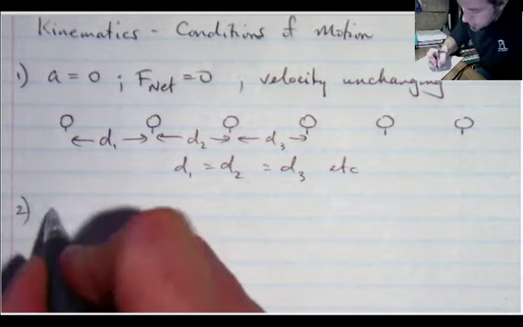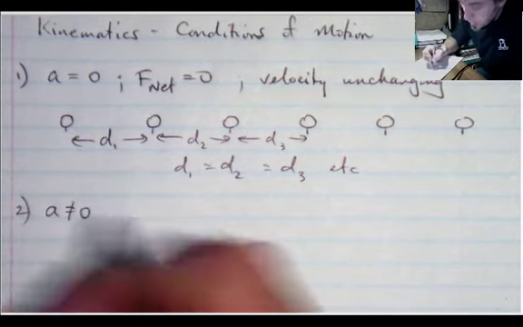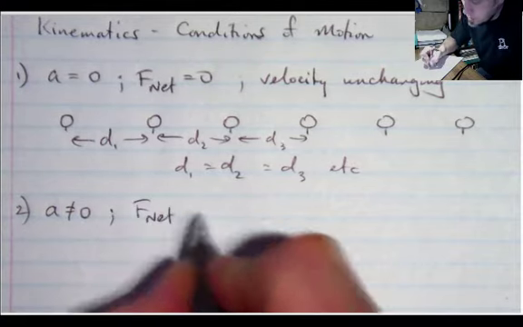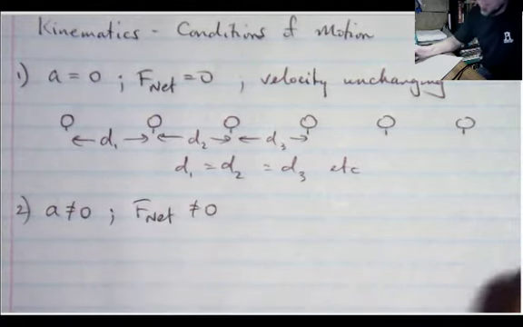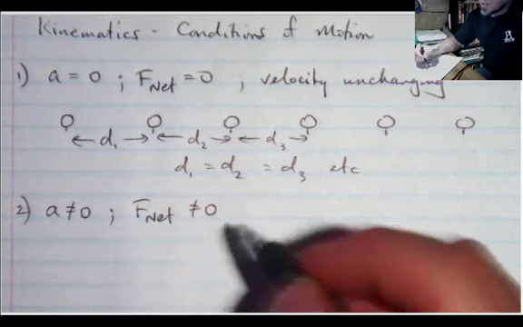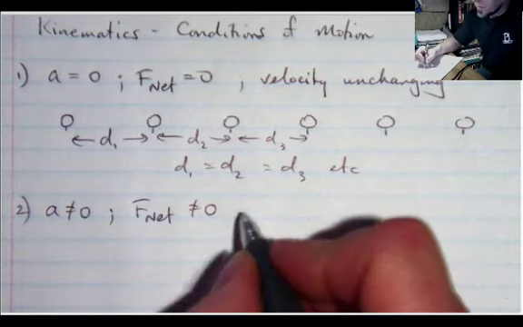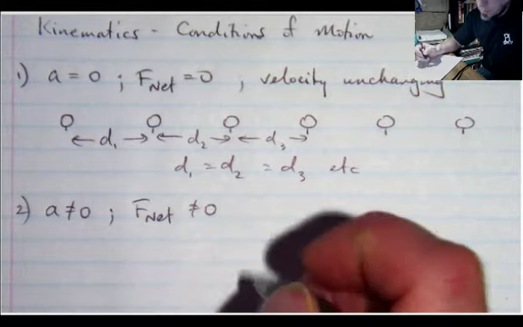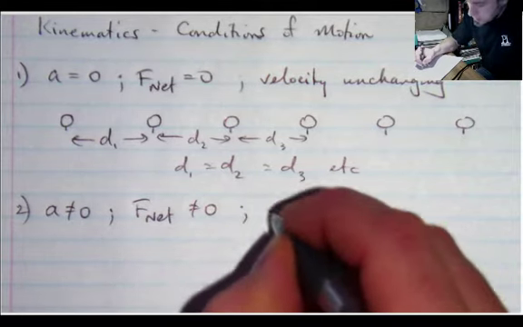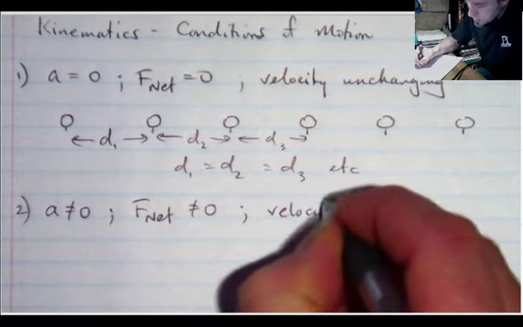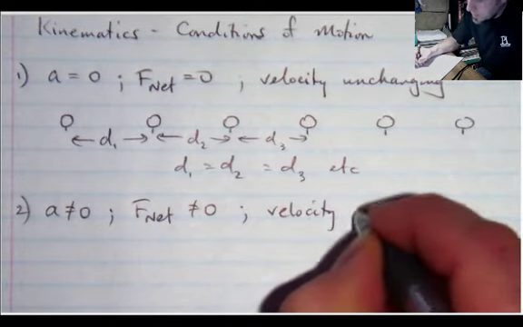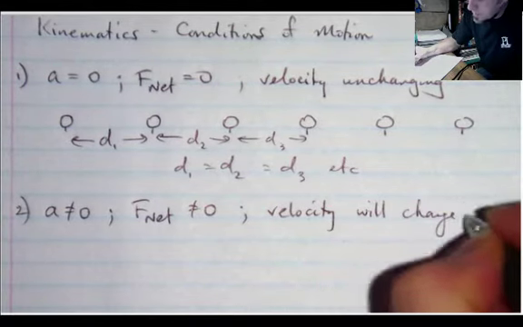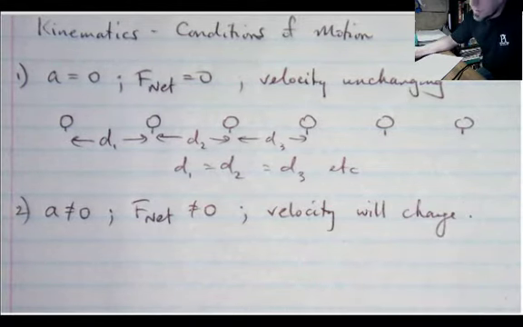If I want to look at when the acceleration is not equal to 0, then I need to realize that the net force is no longer equal to 0. There is going to be acceleration if the net force is not equal to 0. That acceleration will be in the direction of that unbalanced force. In this case, the velocity will change, and in fact is changing constantly.